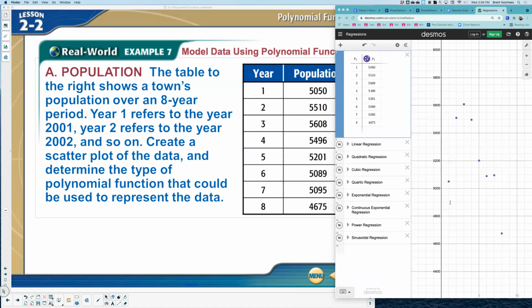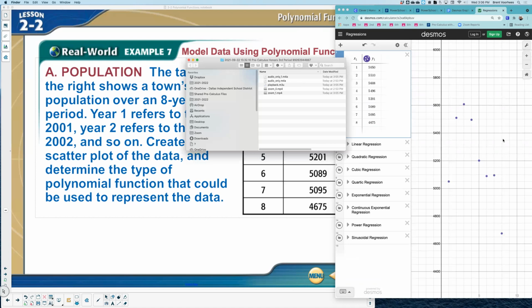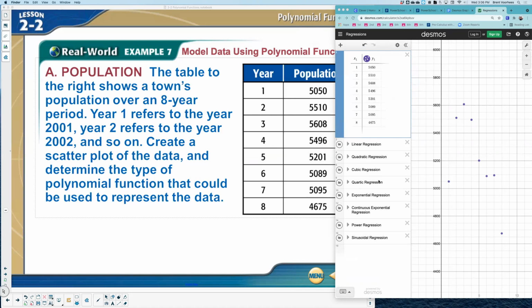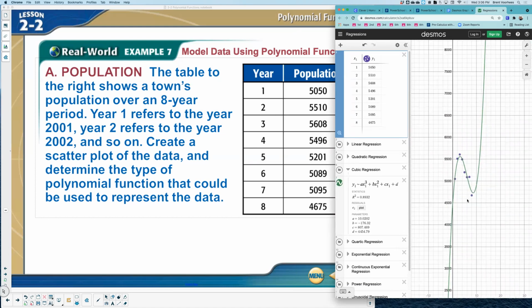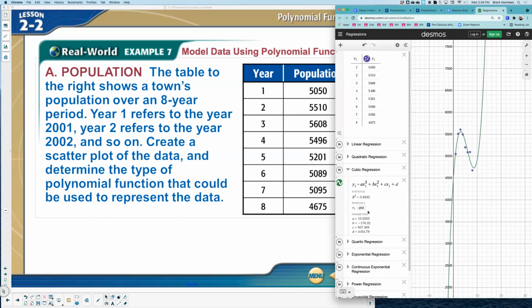And I'm going to kind of look, and it looks kind of like a cubic graph here. That's what it looks like to me. And so what I'm going to do here is go to cubic regression, open that folder up by hitting the triangle, and I'm going to click this and see how good of a model that looks. And when you come up with it, the R squared value tells you how accurate it is. The perfect accuracy would be a value of 1. And so if perfect is 1, you can see that's 89% perfect.